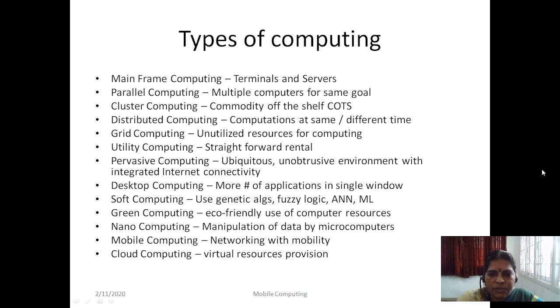Next one is pervasive computing. So here we have to make use of an uninterrupted environment. When we make use of that, we go for pervasive computing. So next one is desktop computing. If we want to run more number of applications in a single window, then we can move towards desktop computing.